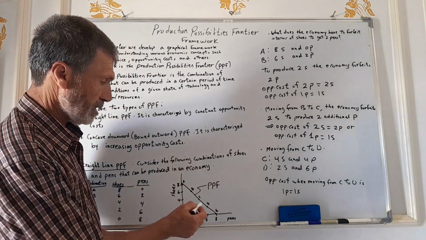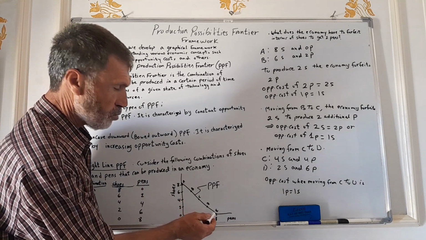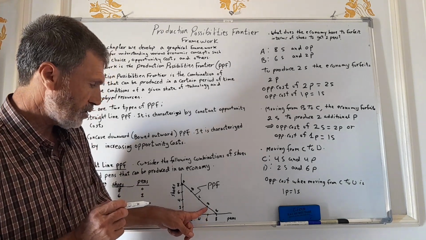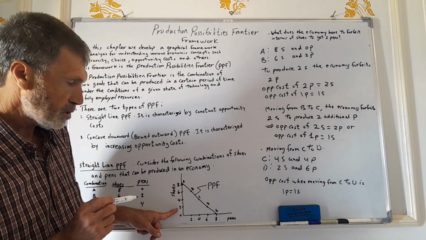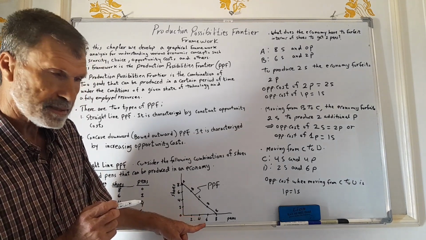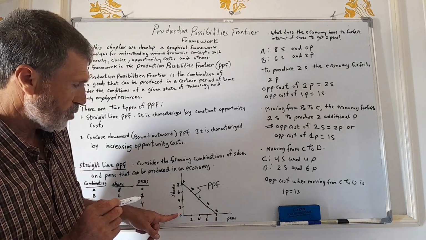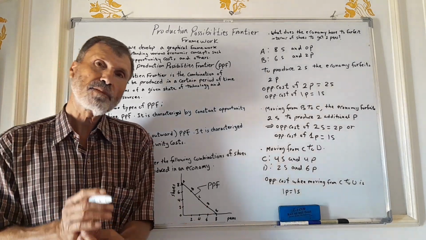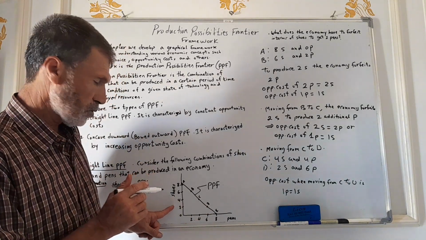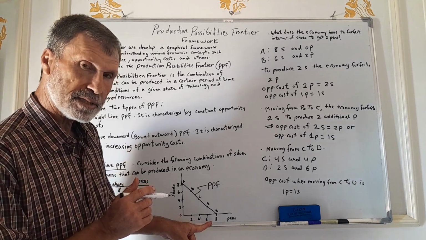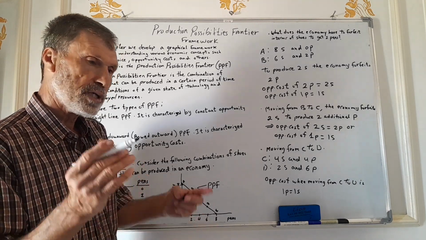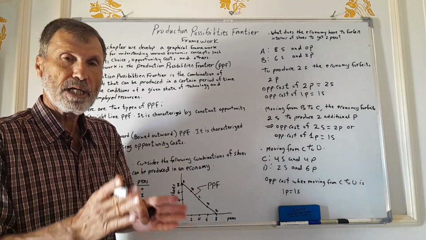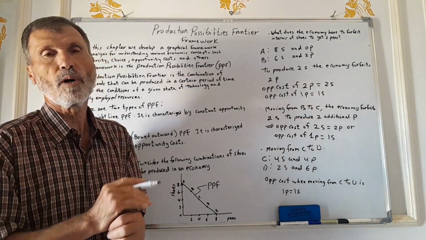The same thing can be said about when the economy moves from D to E. As the economy moves from D to E, as you can see at D, the economy produces 2 shoes and 6 pens. At point E, the economy produces 0 shoes and 8 pens. Now, what does the economy have to forfeit in terms of shoes to get 2 additional pens? It is 2 shoes. So the opportunity cost of 2 pens equals 2 shoes. In other words, the opportunity cost of 1 pen equals 1 shoe.